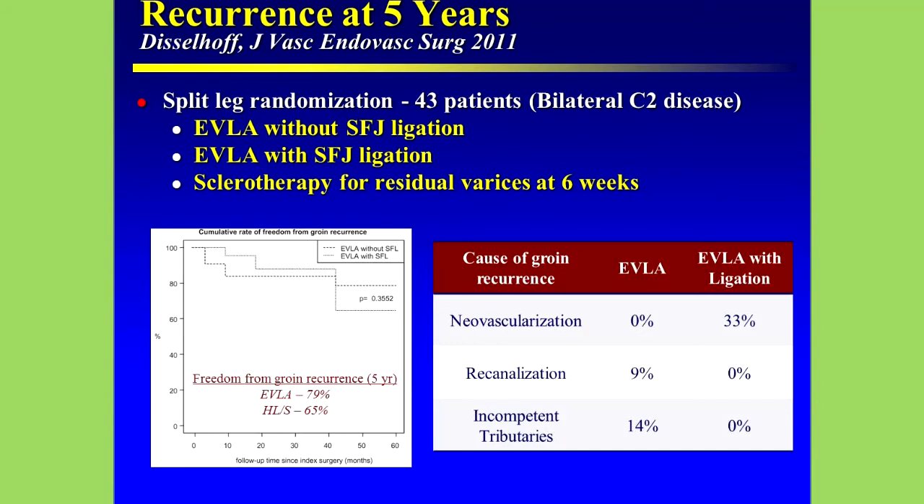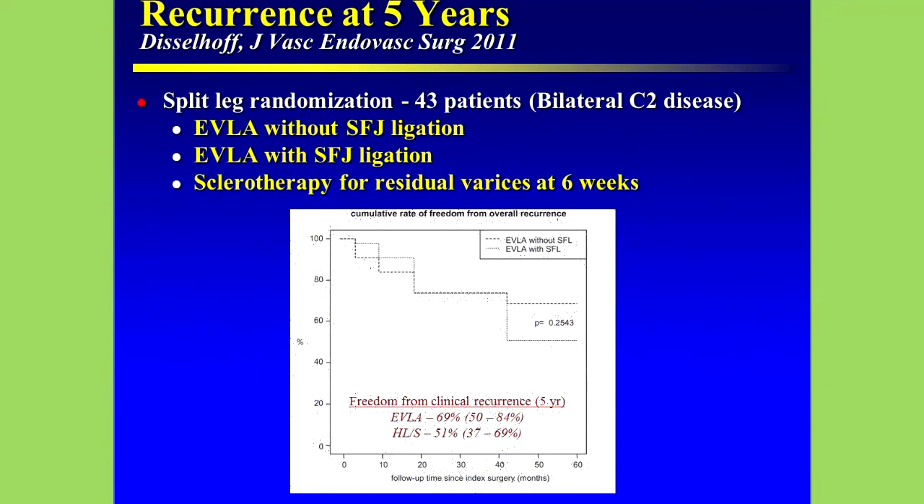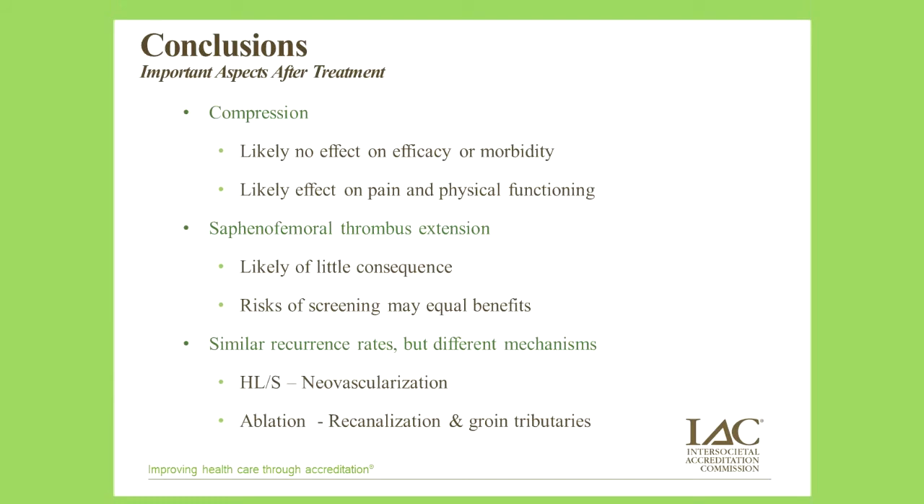If patients had high ligation, about a third of these recurrences were due to neovascularization in the groin, which was the most common cause, while without high ligation, they were more commonly due to either saphenous vein recanalization or incompetent tributaries at the groin. So the takeaway from this really is that there's no difference in clinical recurrence whether you ligate the saphenofemoral junction or not, although the modes of recurrence are going to be different.